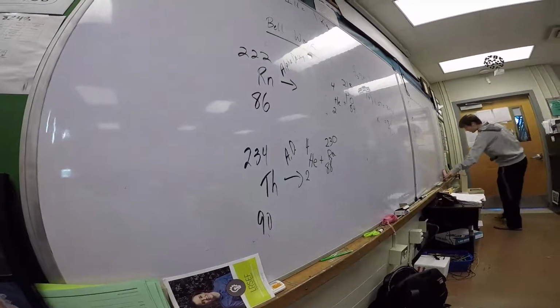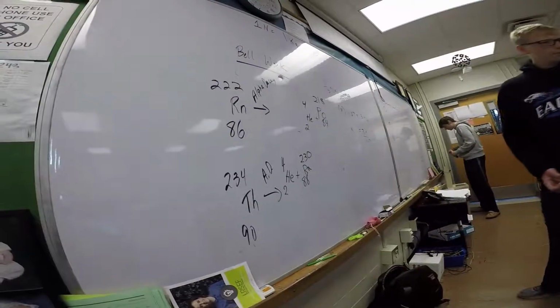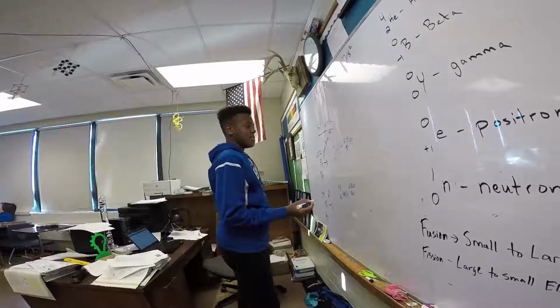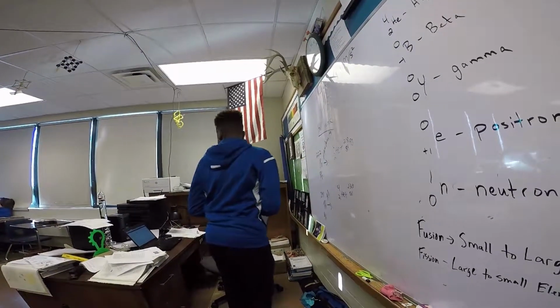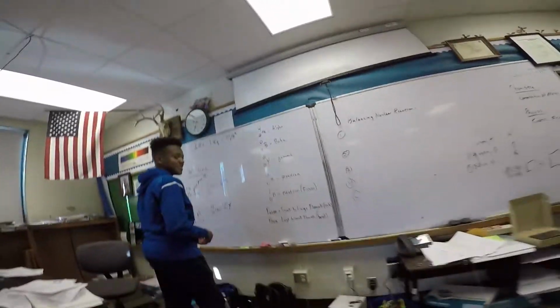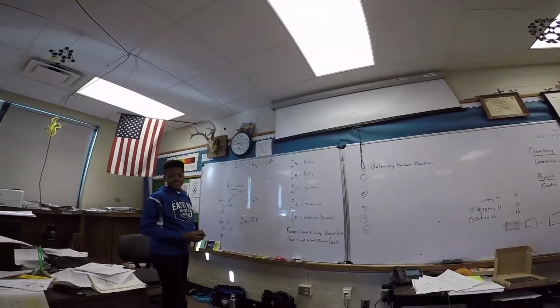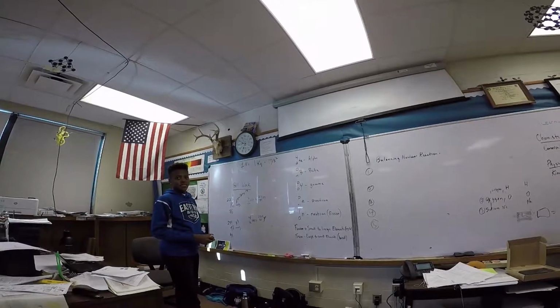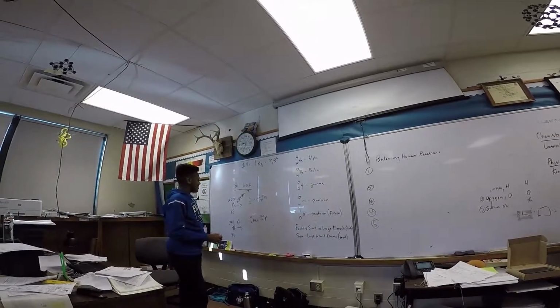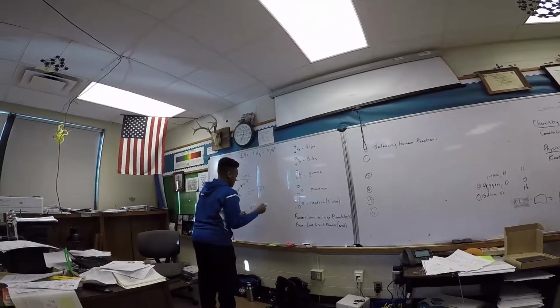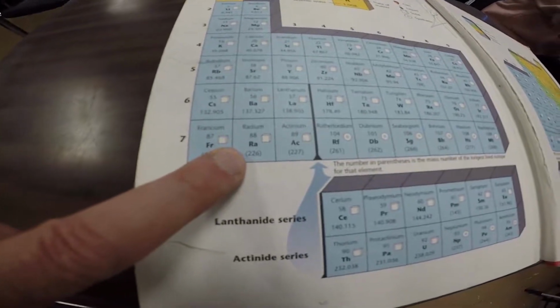Aja is correct. 88 plus 2 is 90. 230 and 4 is 234. RA, excellent. You got to go to the periodic table and find what number. 88, very good. 88 is radium, Ra. Yeah, 88, radium, right there.